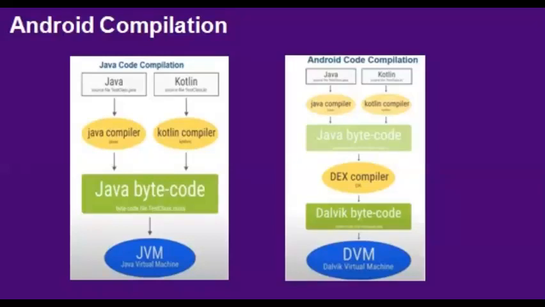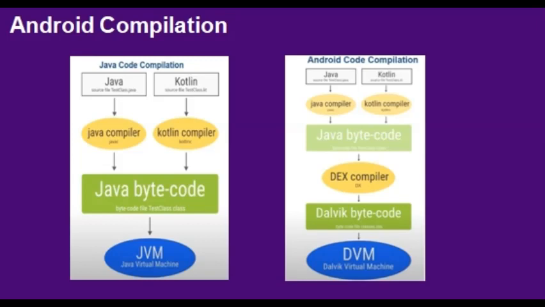So let's look at the Android compilation process first. In Java, the Java code is compiled by the compiler to Java bytecode, which allocates the bytecode to run on JVM.